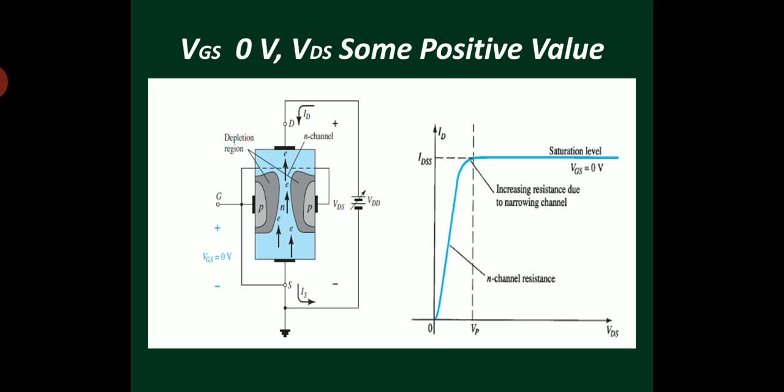I told you just a few minutes back, right? In FET, we have to draw drain characteristics and transfer characteristics. Now we are going to draw drain characteristics. From drain characteristics, we will get transfer characteristics. So let us move on to drain characteristics now.